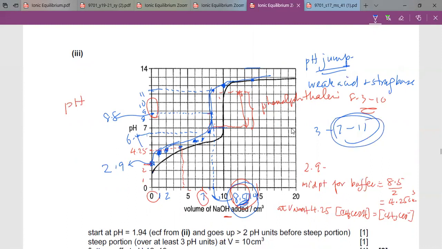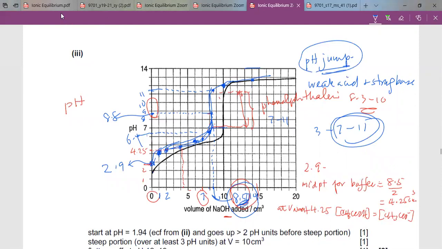This is the pH. So 7 to 11 is the pH jump. So memorize 3, 7, 11, no problem. Now this is the graph you plot, the one in blue. I made a mistake here, so this is a bad graph. It should show only one continuous line. They want one continuous line.